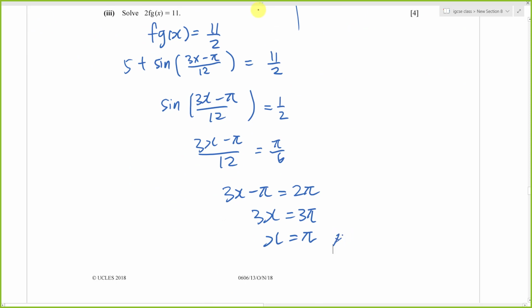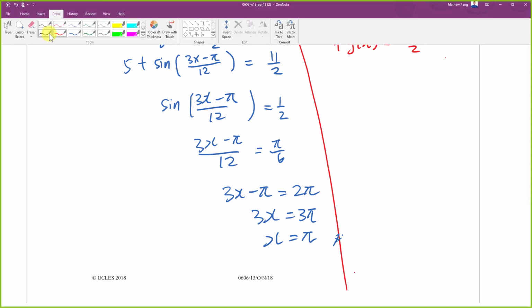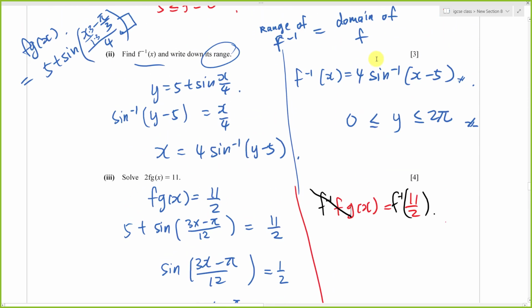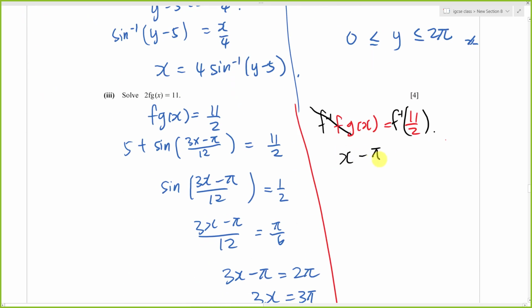I believe we can try other methods, because I suddenly see something else. Because I have f(g(x)) here equals 11 over 2. I can actually do something like this. I believe I can apply f inverse to both sides. So f inverse and f will cancel out. So the g(x) here will be, what is my g(x)? g(x) will be x minus pi over 3.